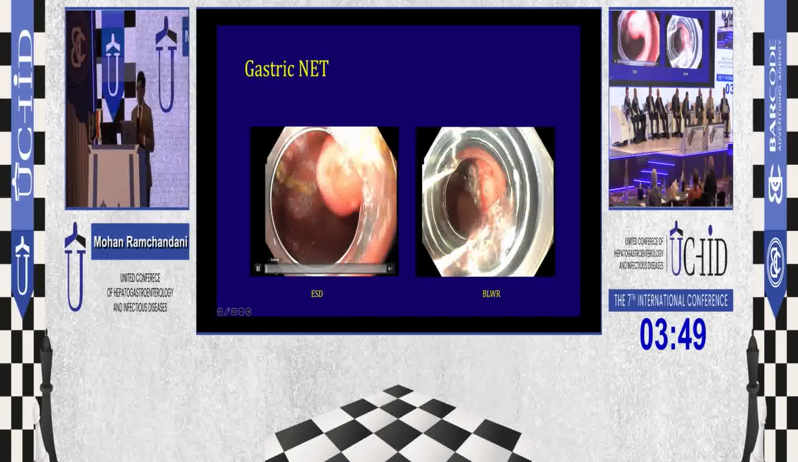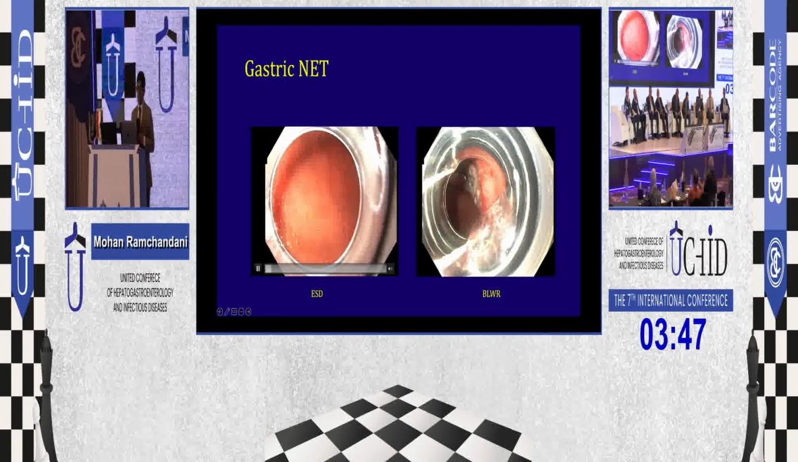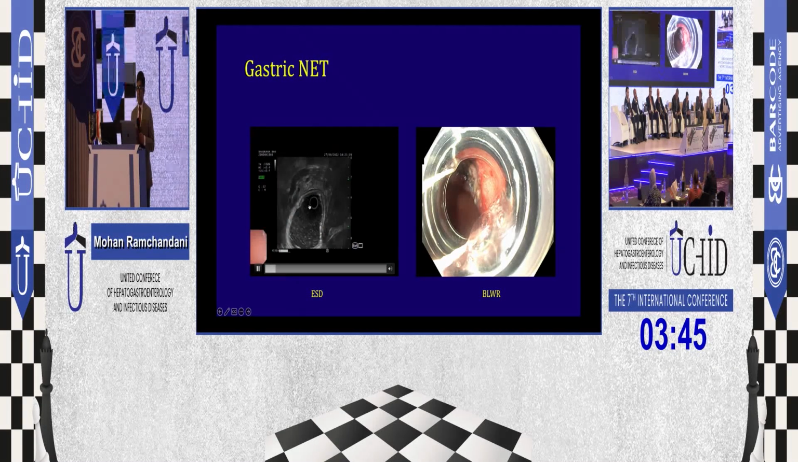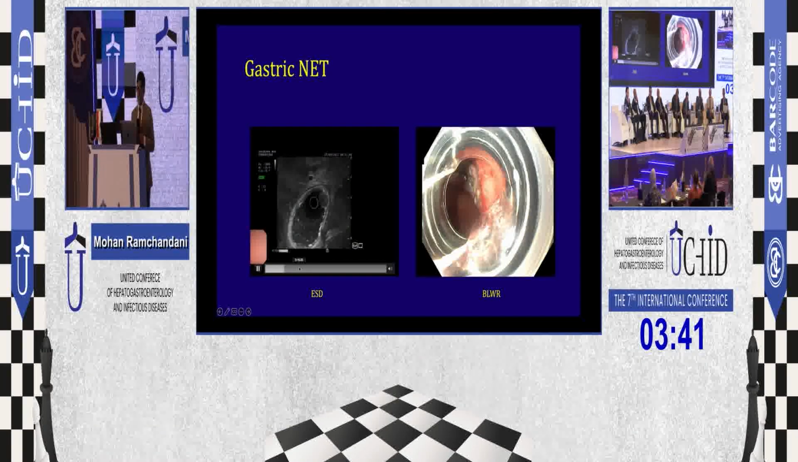The gastric NETs which are larger than 1 centimeter in size, you can see these are type 1 gastric NETs, but the one NET is very big and this requires removal.